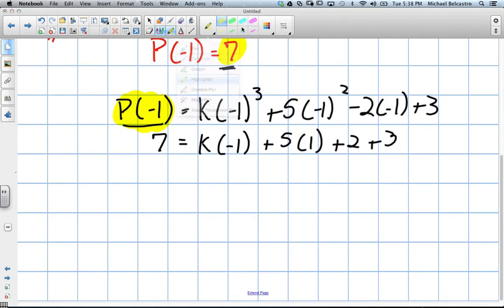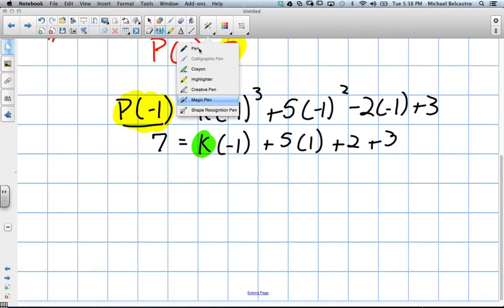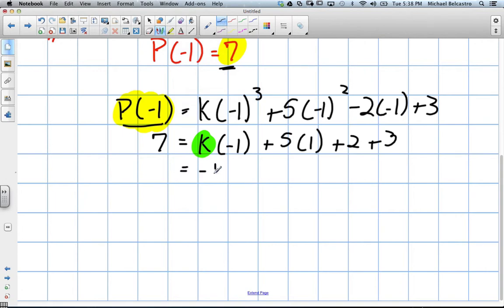And now that we've done that, our goal is essentially to isolate k, which is much simpler than reversing long division or reversing synthetic division to solve for our k factor. So when we do this, this becomes negative k. We move all our other factors to the other side. They become 7 minus 5 minus 2 minus 3, it looks like. I feel like I've done that wrong. Oh, no, that's right. Okay, good. I was a little concerned here.